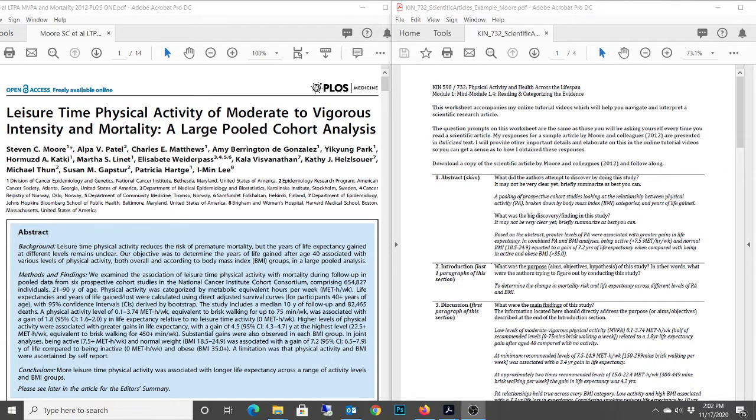So welcome to part 5 of this mini-series, and again we're looking at the Moore paper on leisure time physical activity and mortality, and we also have open our review example sheet right here, and we have previously gone through abstract, introduction, discussion, methods, and also results.